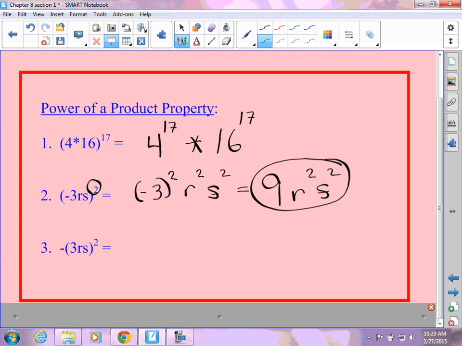Okay, so what you do on these is you take the negative, and it's going to go along for the ride, but it's going to stay out front. Right? And then I end up with 3 squared. Now I can put the 3 in parentheses if I want to. For right now, I don't have to, but some kids get kind of confused, so you can do that if you want to. And then r squared, s squared.